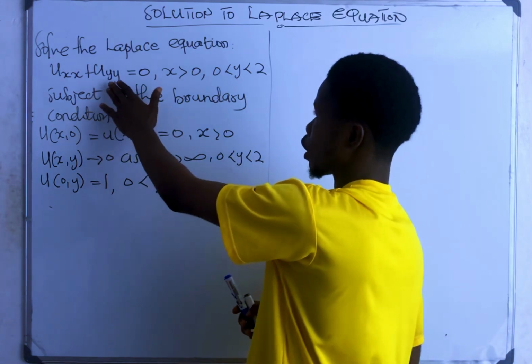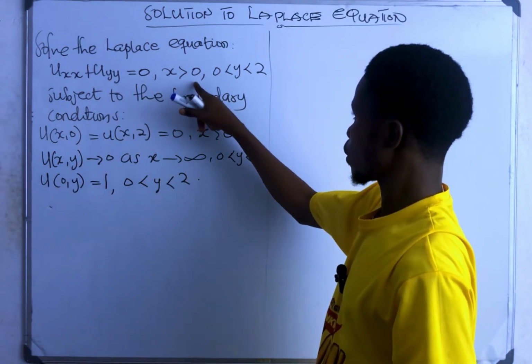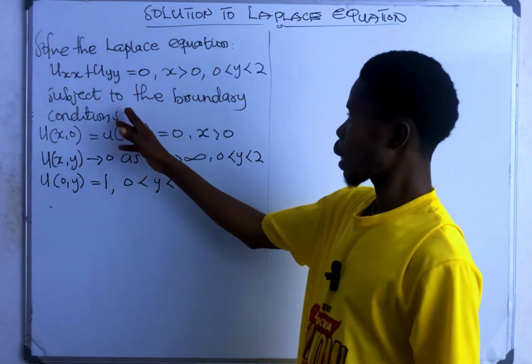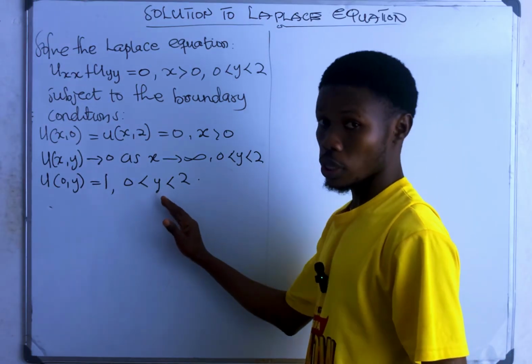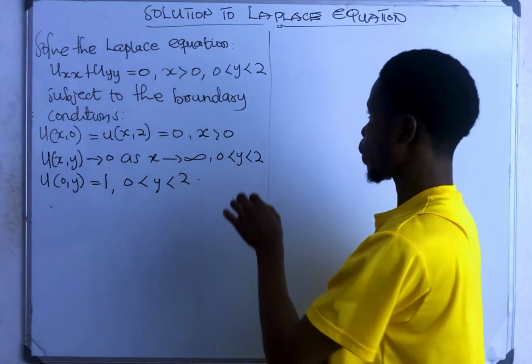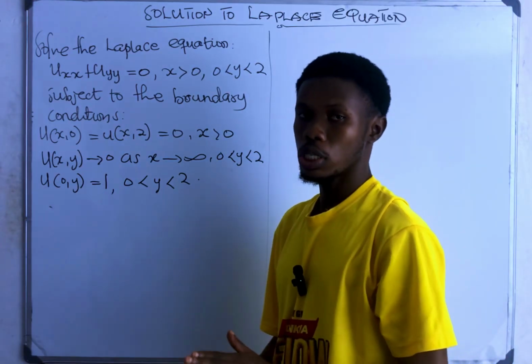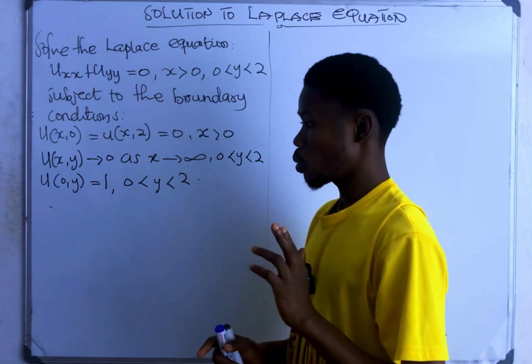So u_xx plus u_yy equals 0, x is greater than 0, y is between 0 and 2, subject to the boundary conditions. So these are the boundary conditions that we are going to consider. You realize that here the boundary condition is on y. Okay, the boundary condition is on y. So you should take note of that. I know the reason why I'm saying that.